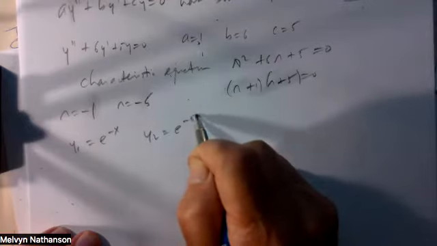This factors into r plus 1, r plus 5 equals 0. Then you get r squared plus 6r plus 5. So the two roots are -1 and -5. So the functions y1 equals e to the minus x and y2 equals e to the minus 5x are solutions of this ordinary differential equation.